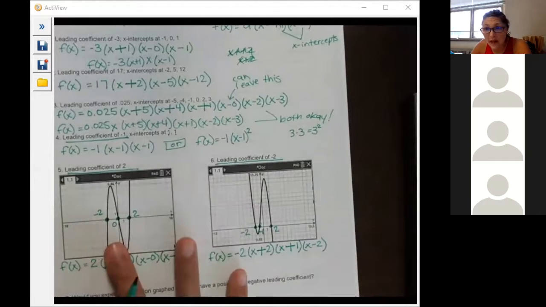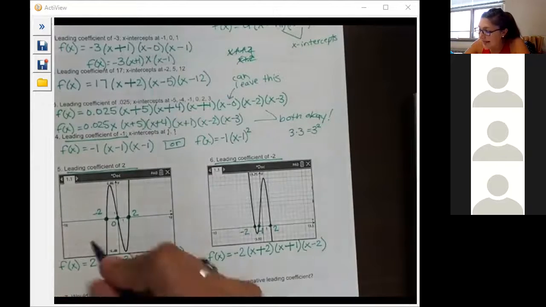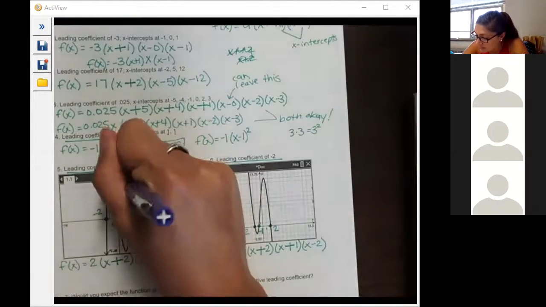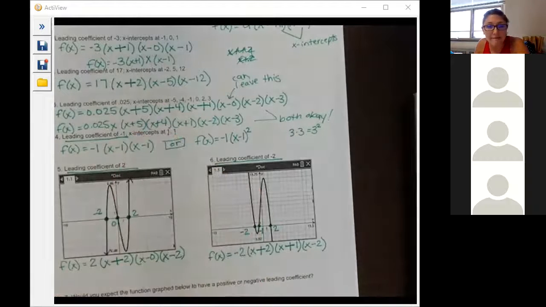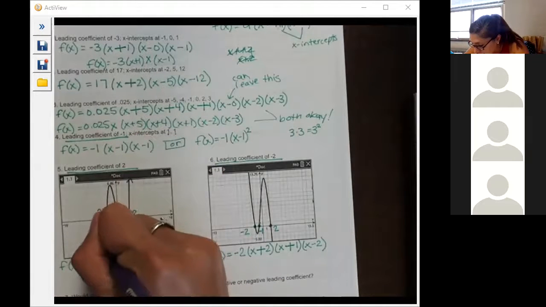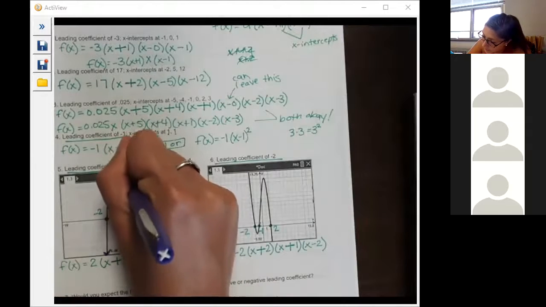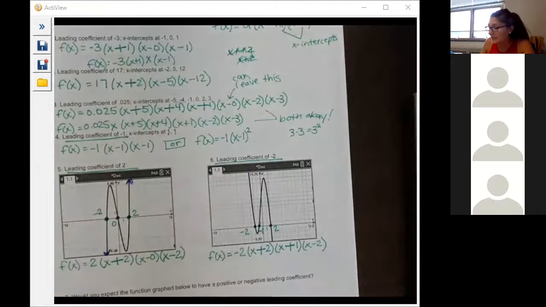If I do have the graph like we have for number 5 or number 6, I can look at the direction that the edges of the graph goes. What kind of arrow would I put? Well, this end's going down, so I'm going to put a down arrow. This end's going up, so I'm going to put an arrow pointing up. And that's telling me my end behavior.